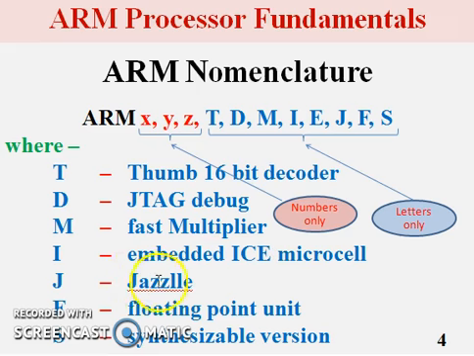J stands for Jazelle. Jazelle is an 8-bit operator, 8-bit program execution facility, and F is a floating point unit. That unit is available in that processor, and we can operate on floating point numbers also. And S is a synthesizable version. So we can synthesize this processor in software, and we can find out the result obtained by this processor in the software itself. So this is regarding the nomenclature of the ARM processor.